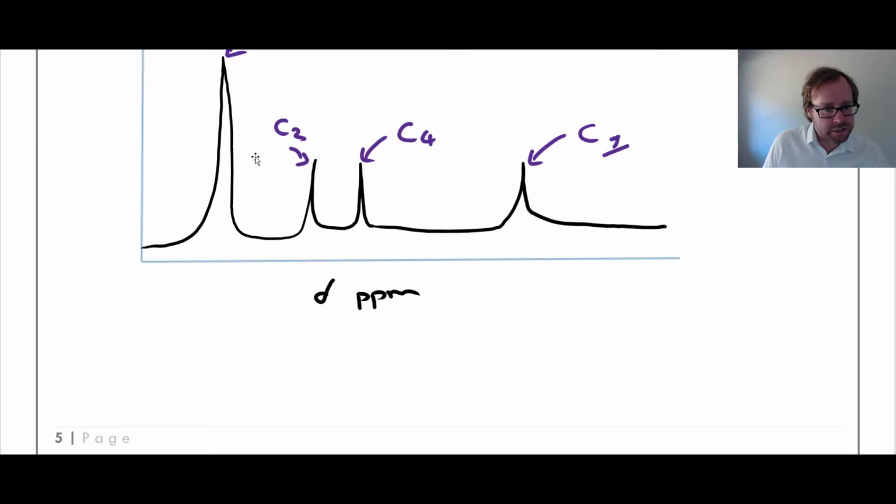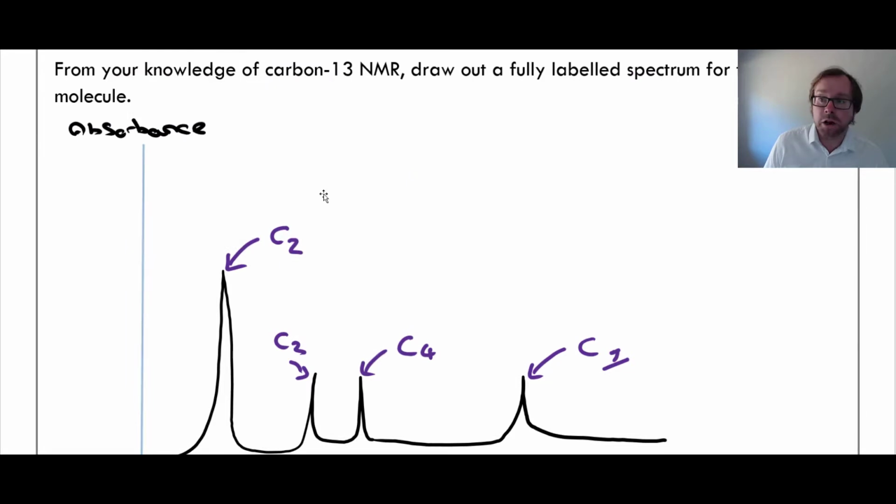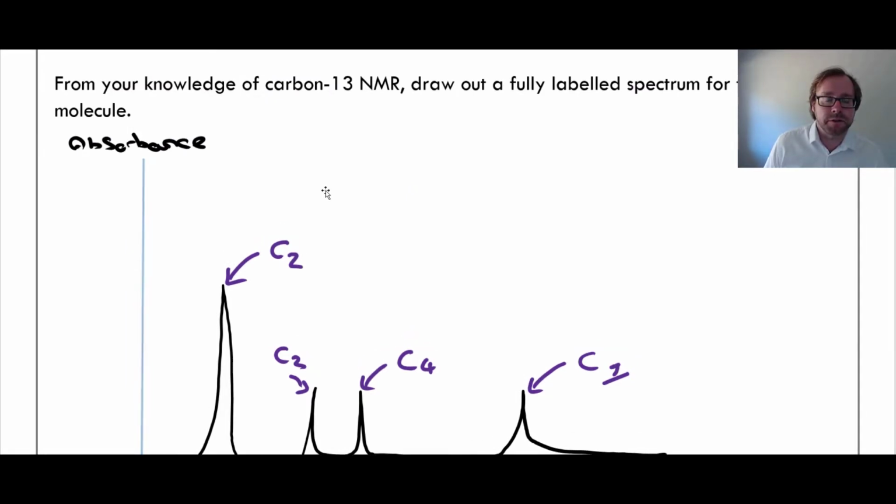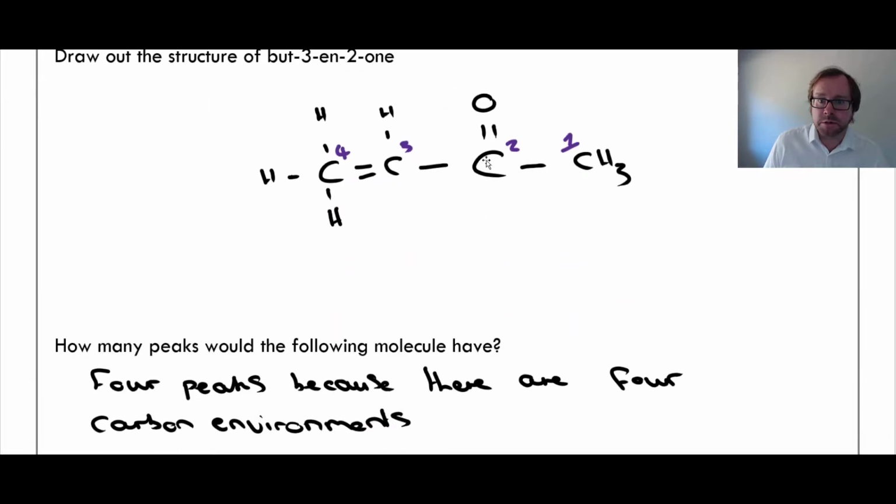So this will be about 180, and it will be my C=O. This will be about 140, and down here will be about 30. Okay, all from looking up the chemical shift values in my data booklet. Okay, so we'll just go back up here.